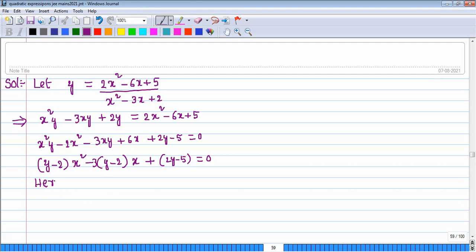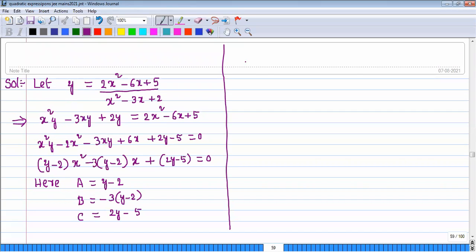Here A stands for y minus 2, B is minus 3 times y minus 2, C is 2y minus 5. Since x is real, that means roots are real. Roots are real means discriminant must be greater than or equal to 0. Maybe equal to 0 or positive. That means b square minus 4ac is greater than or equal to 0.